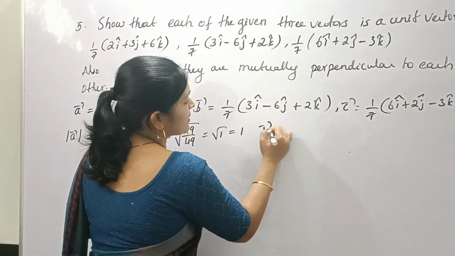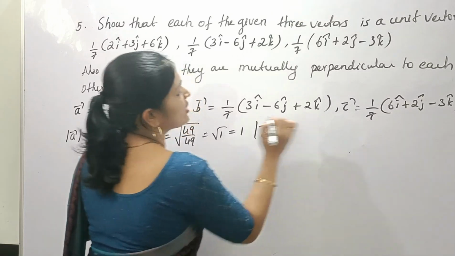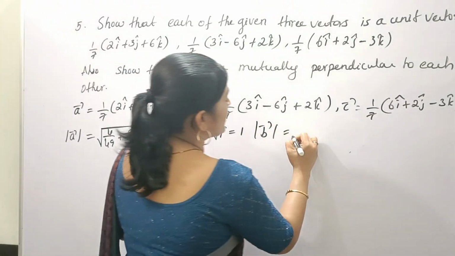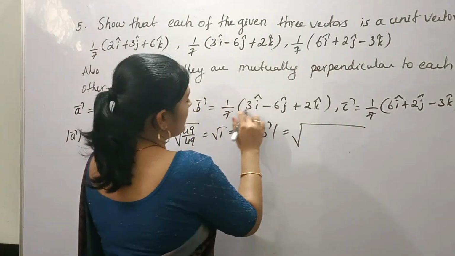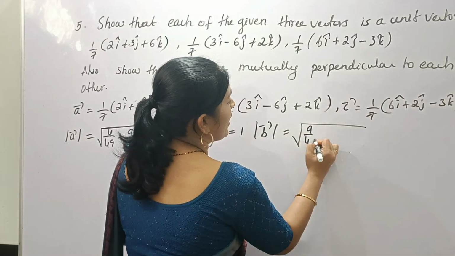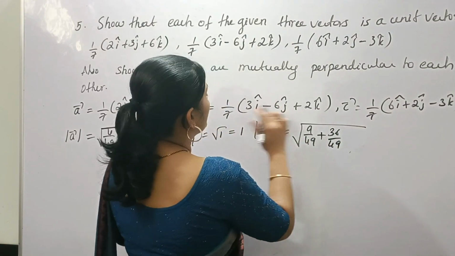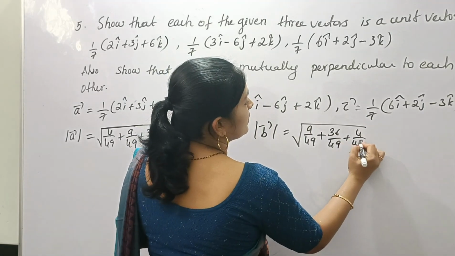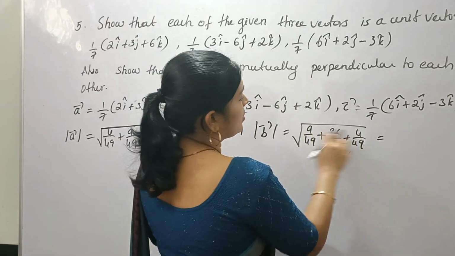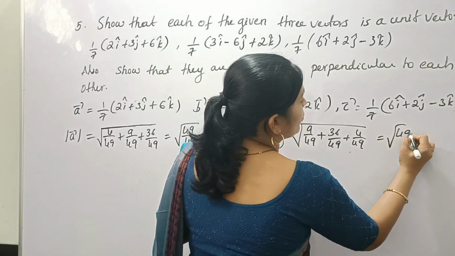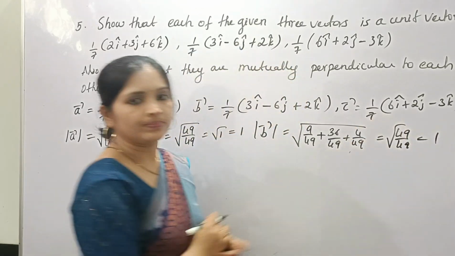Okay, next let's find the modulus of vector B. That is equal to the square root of (3/7)² is 9/49, 36/49, 4/49. It's also the square root of 49/49, which is equal to 1.